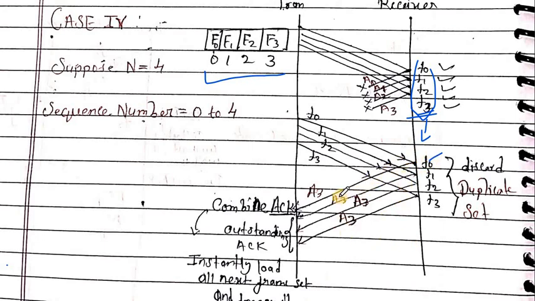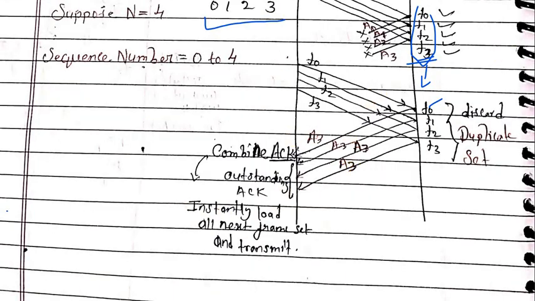After that, the transmitter receives the acknowledgement of A3. Here, after discarding the F0 frame, the receiver sent the acknowledgement saying I want A3 frames. Here it sent the acknowledgement of the last accepted frame. Here the last accepted frame is F3. So it sent again the acknowledgement of A3.